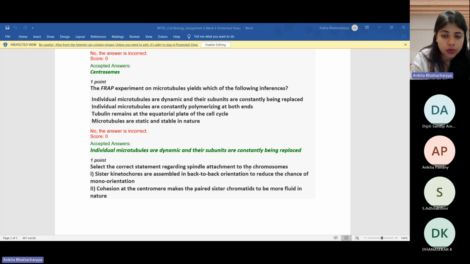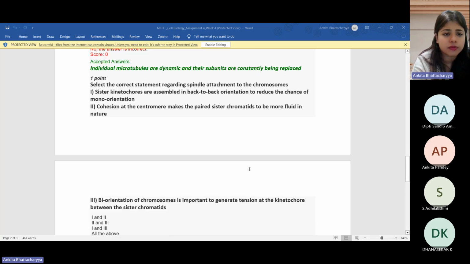some rearrangement that has occurred, which has allowed tubulin units from other regions to restore the fluorescence for microtubules, and therefore it indicated that microtubules are dynamic in nature and their subunits are constantly in circulation. They are being replaced. So that was the correct option.